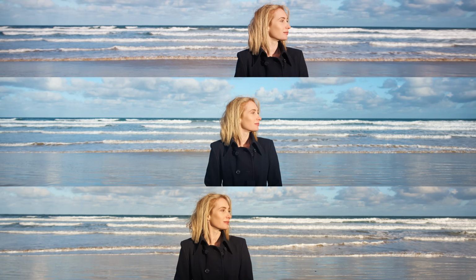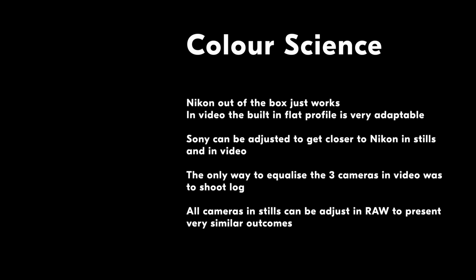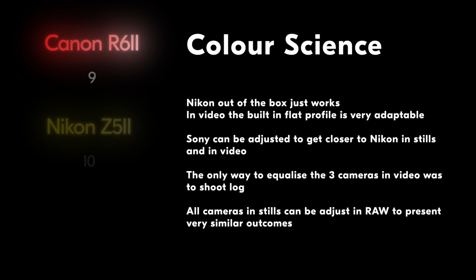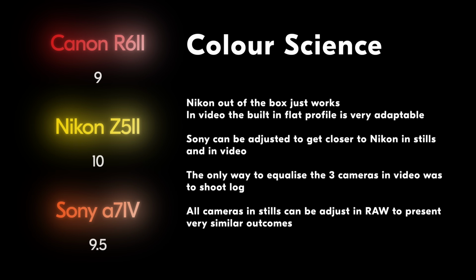Color science. Color science is a pretty brief one. If we shoot in RAW or we shoot in log in video, we are able to get the colors where we need them to be. It's in JPEG and in our 8-bit and 10-bit non-log files where color science matters. And from my perspective, the Nikon out of the box gets the color science right with very little effort. Nikon takes the win.